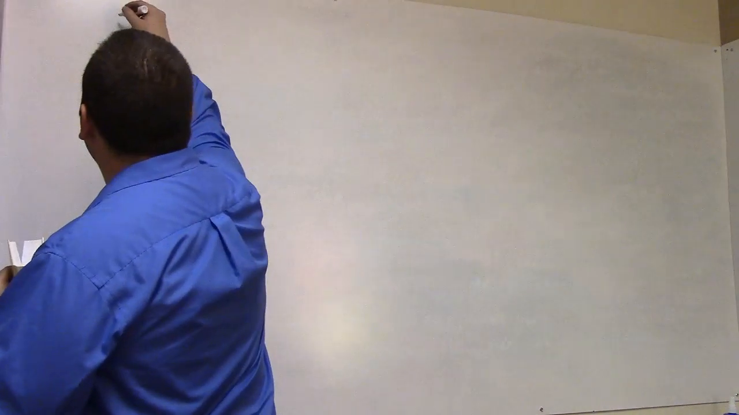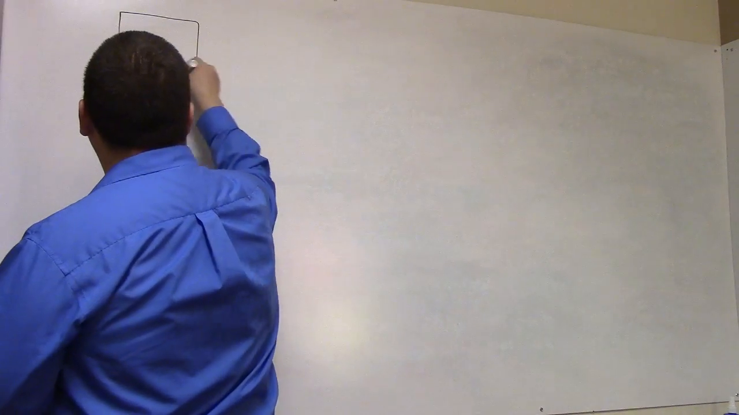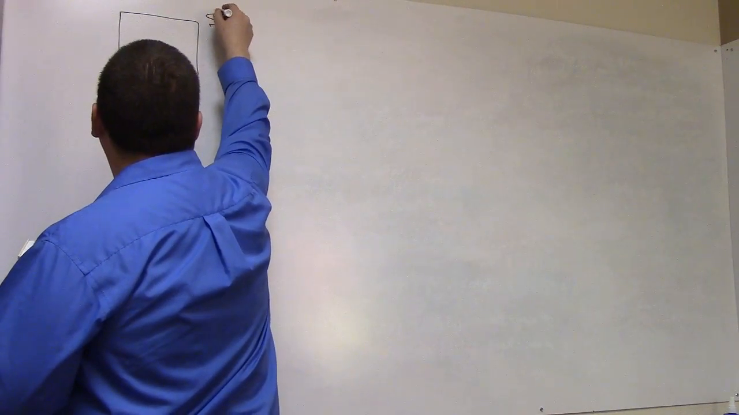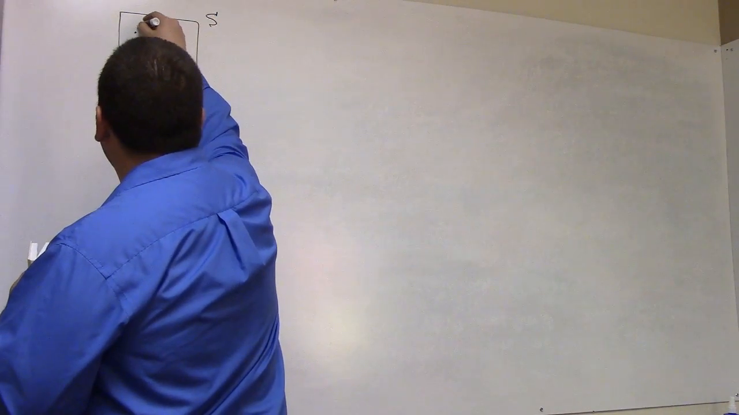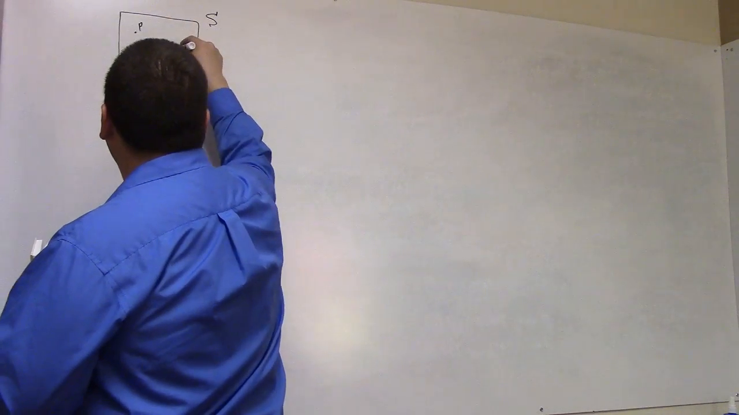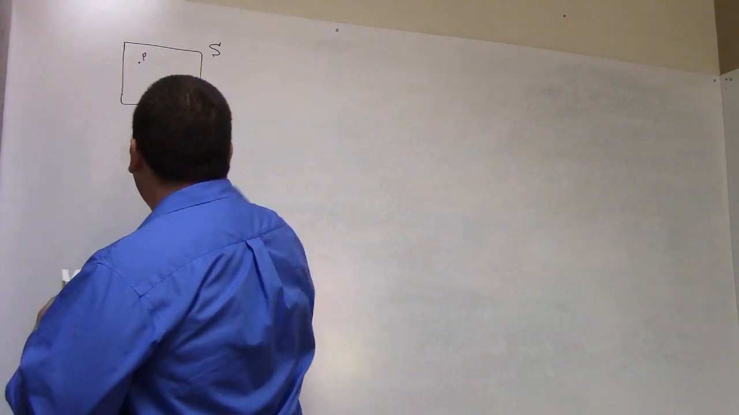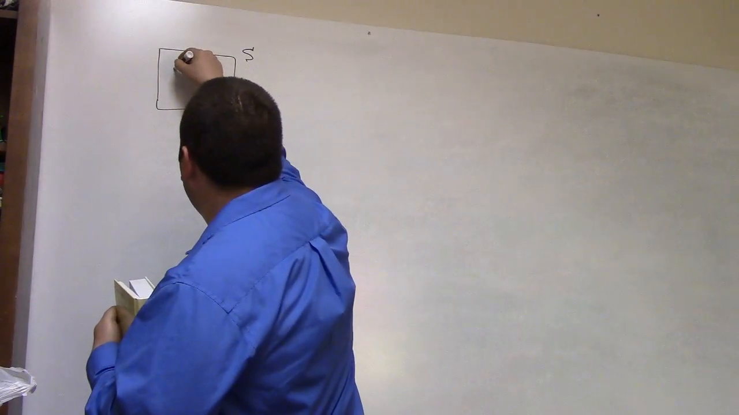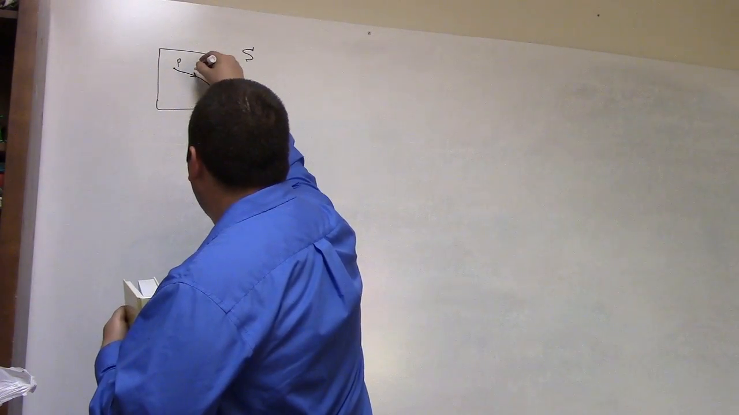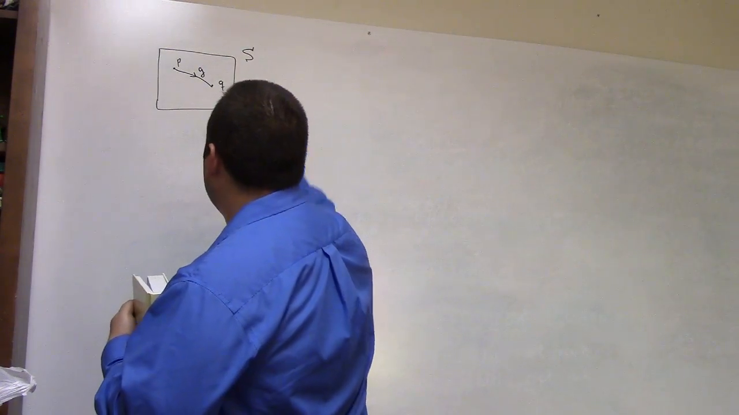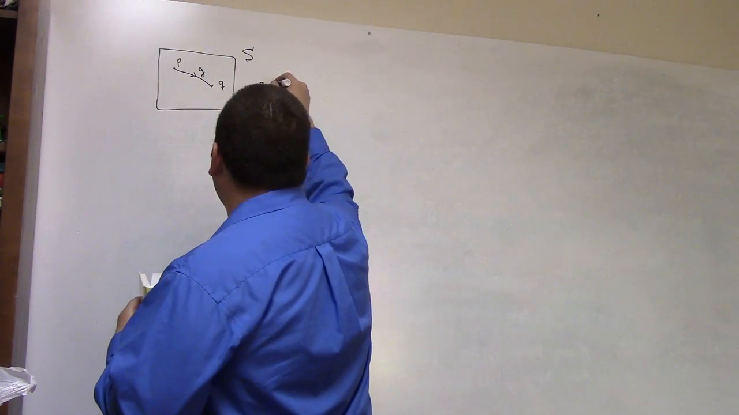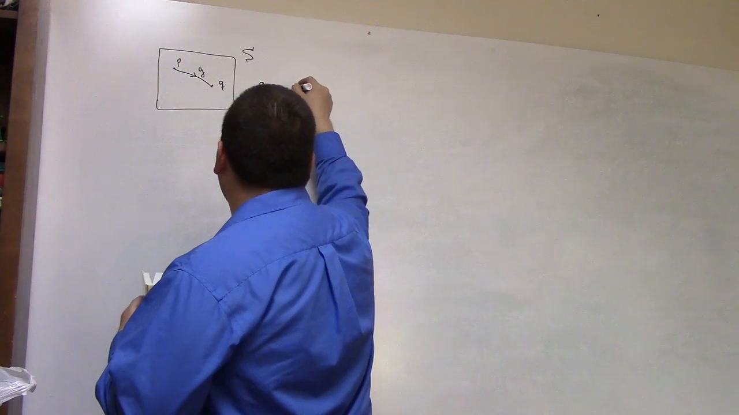So, we've got this set, right? And here's point P, here's point Q, okay? If the group action is transitive, that means that I can get to it by action, like G dot P is equal to Q.